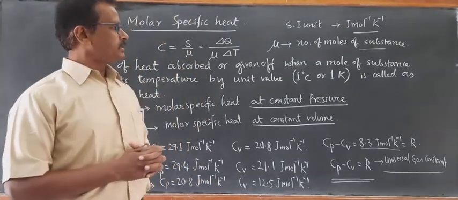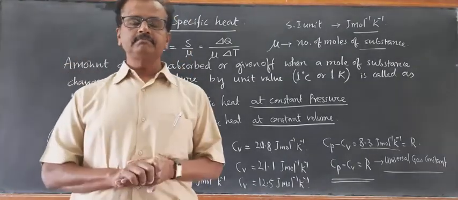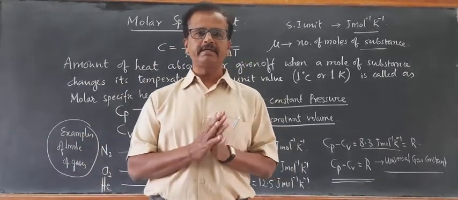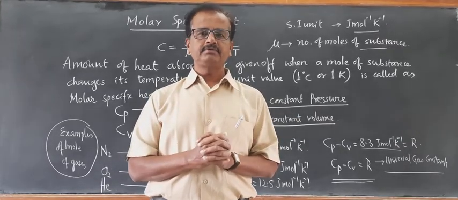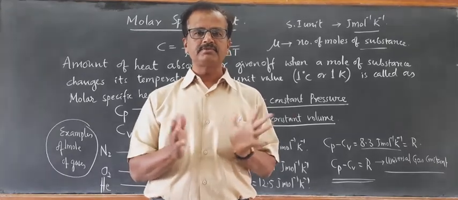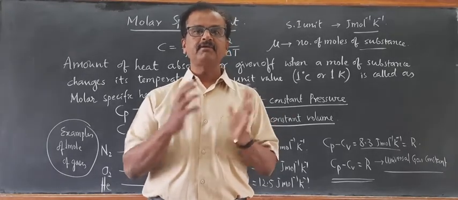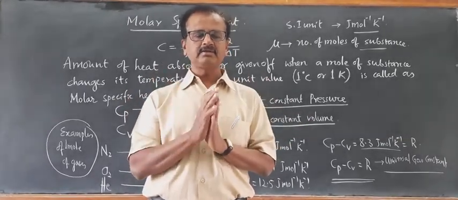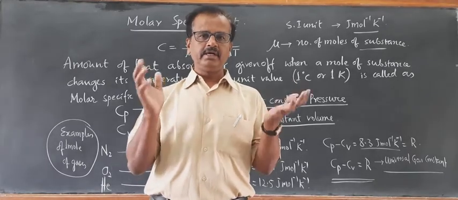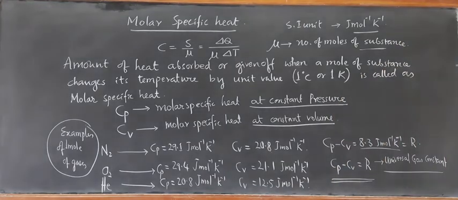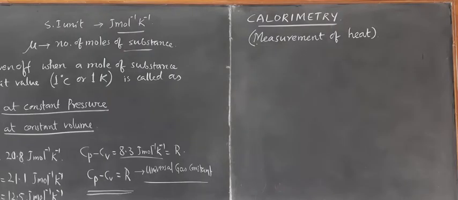Now before we go further, we are now learning calorimetry. As I stated earlier, calorimetry is a branch of physics, basically a branch of thermodynamics, which deals with the study of measurement of heat. Metry means measurement, and calorie means unit of heat. How heat can be measured, that is called calorimetry. So calorimetry means measurement of heat.